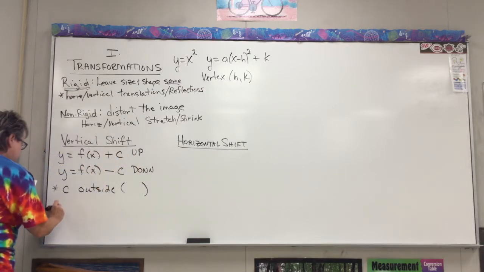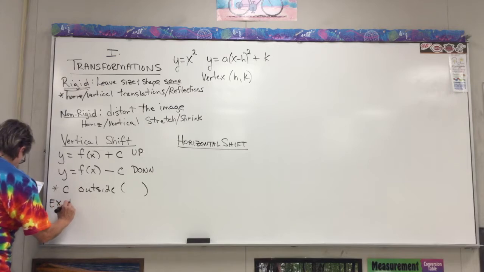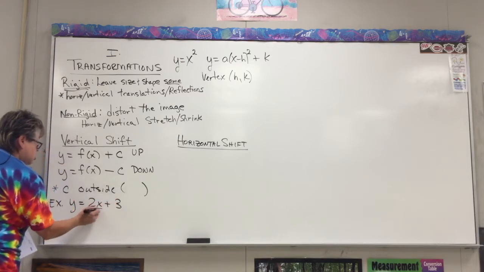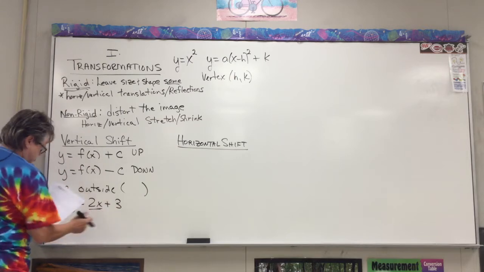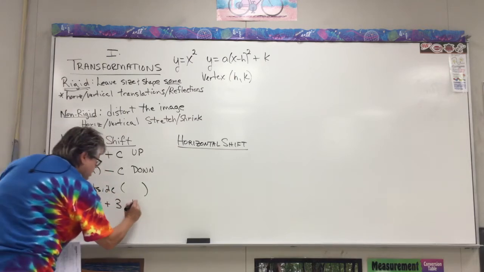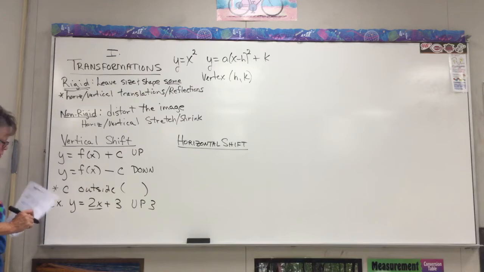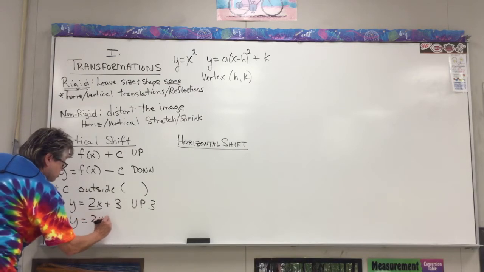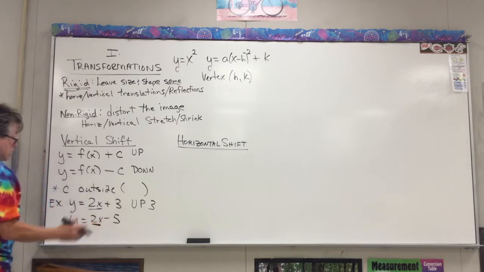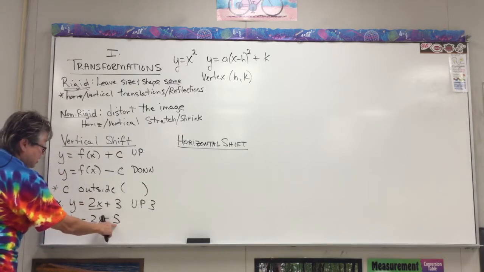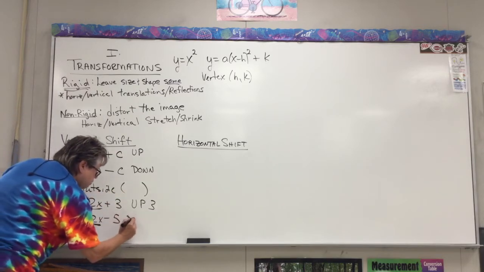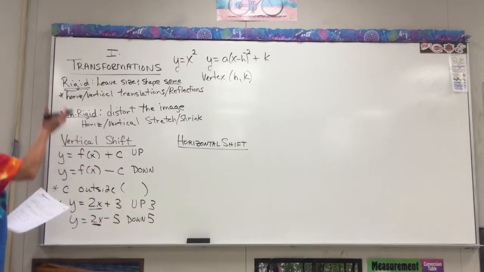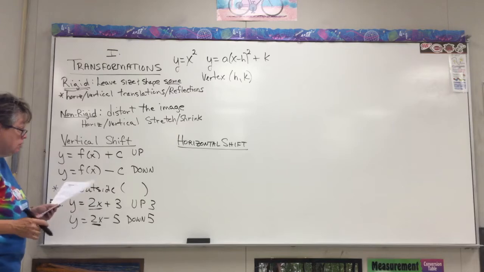For example, if you do y equals 2x plus 3, 2x is your line, plus 3 means you're going to move that up 3. If you do something like y equals 2x minus 5, 2x is your line, minus 5 means you're going to go down 5. Okay, so those are a couple examples for verticals.